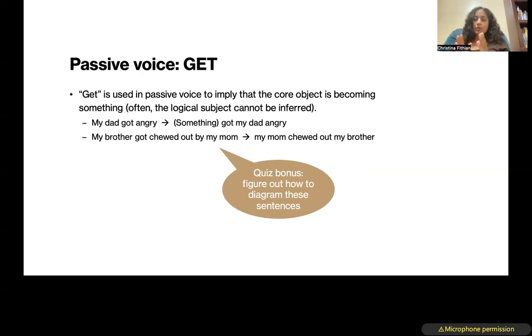So there is going to be a quiz or a test bonus question. I'm going to give you a sentence with get, and I want you to see if you can figure out how to diagram these sentences.